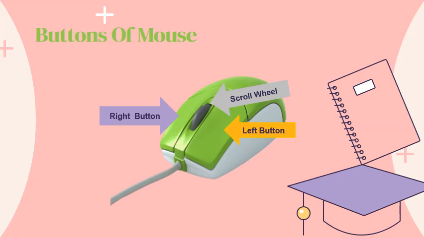When you click left button once and release, then it is left click. When you click right mouse button, it is a right click. So students, while pressing left mouse button twice very quickly and release, then it is double click.